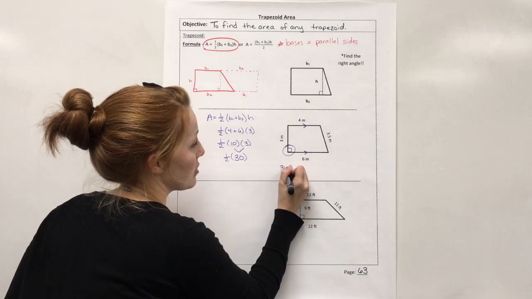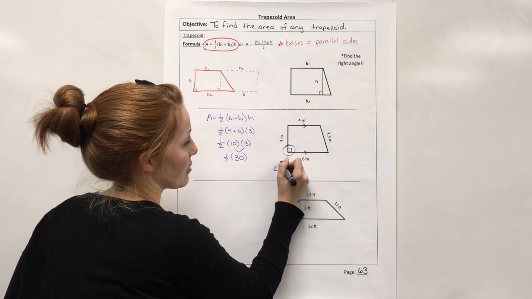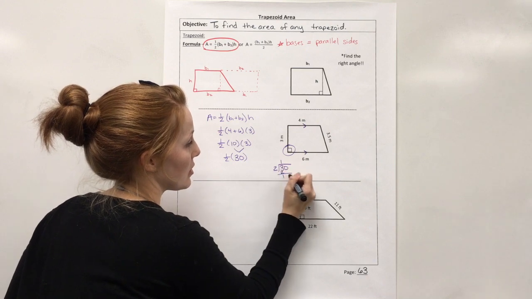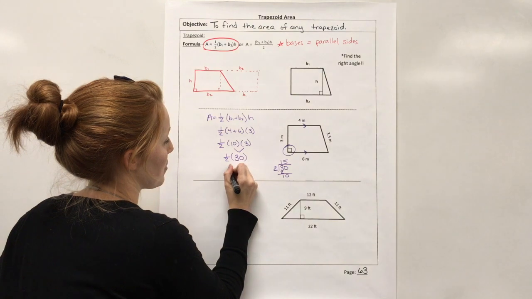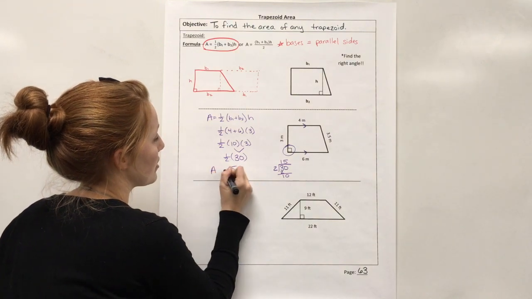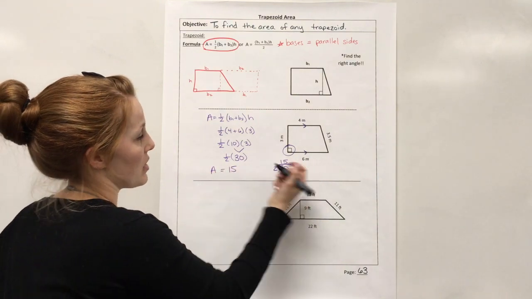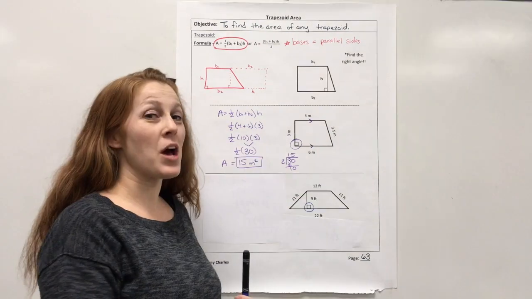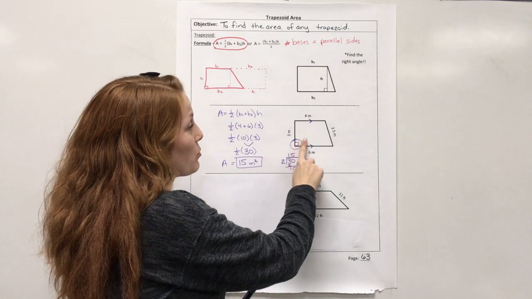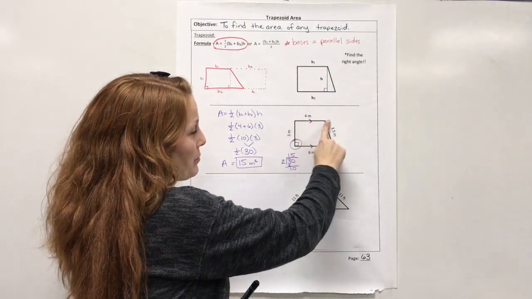So 30 divided by 2, that goes in once, down the 0, and that goes in 5 times. So this would be 15. So area equals 15, and then it's meters squared because I'm looking at area. That's how many square meters it would take to cover this shape.